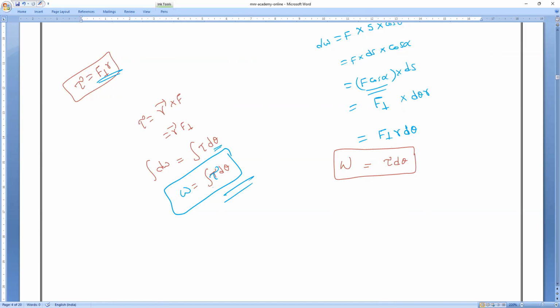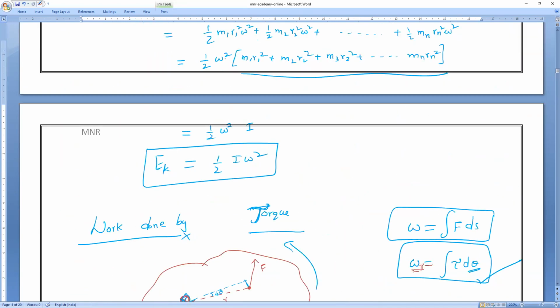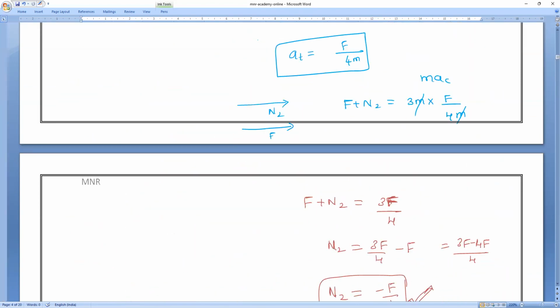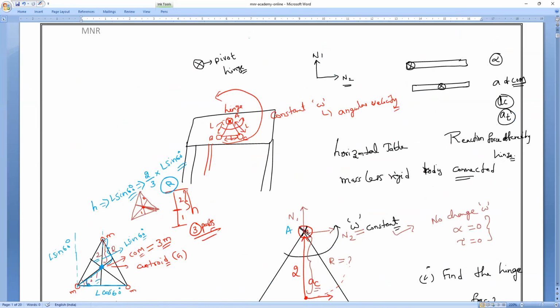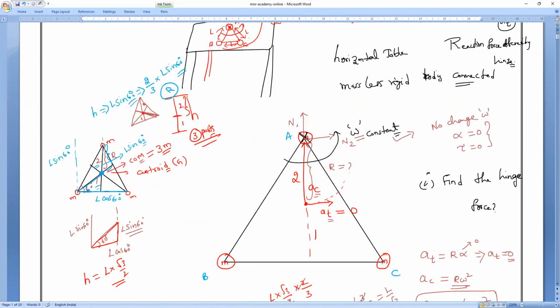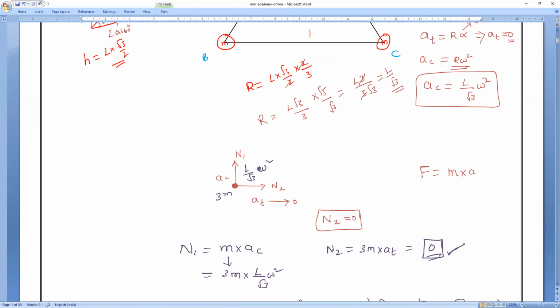So this is about the work done by the torque and the kinetic energy of rotational motion. Learn both proofs, and please practice the hinge force questions now. Then only you can go to something else. If you have completed this, we can wind up here. We'll continue with numericals and everything in the next class.